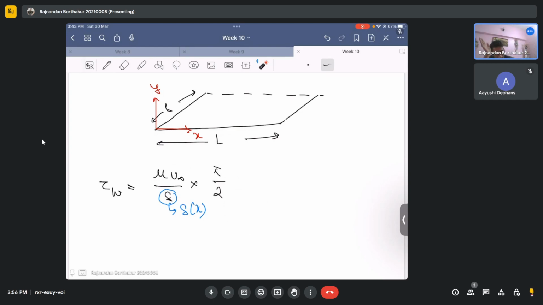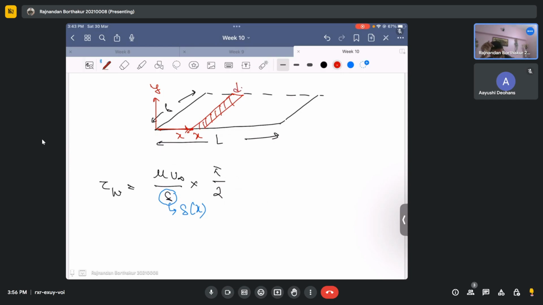which means what you need to do now is take a strip at any point x. Let's say the distance of this strip is x. Why do you take a strip? That is simply because your wall shear stress essentially is a function of x. So you are taking a point in this plate where your wall shear stress can be assumed to be constant, and then you find the area of this strip.